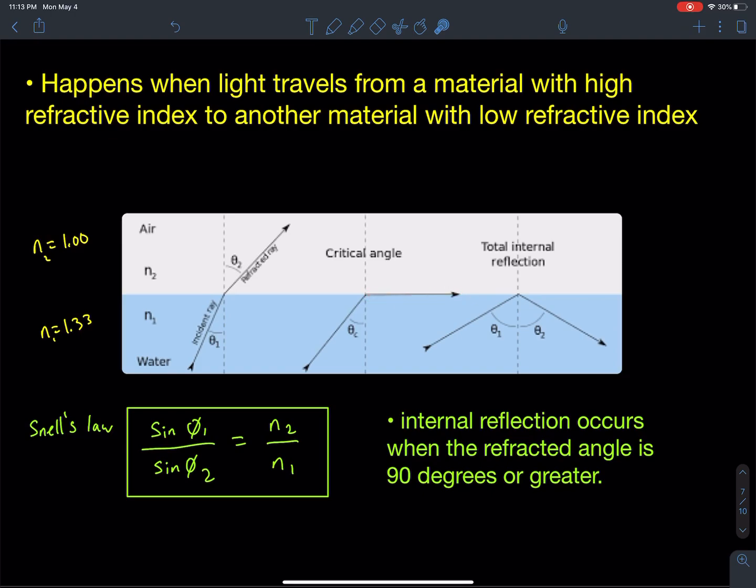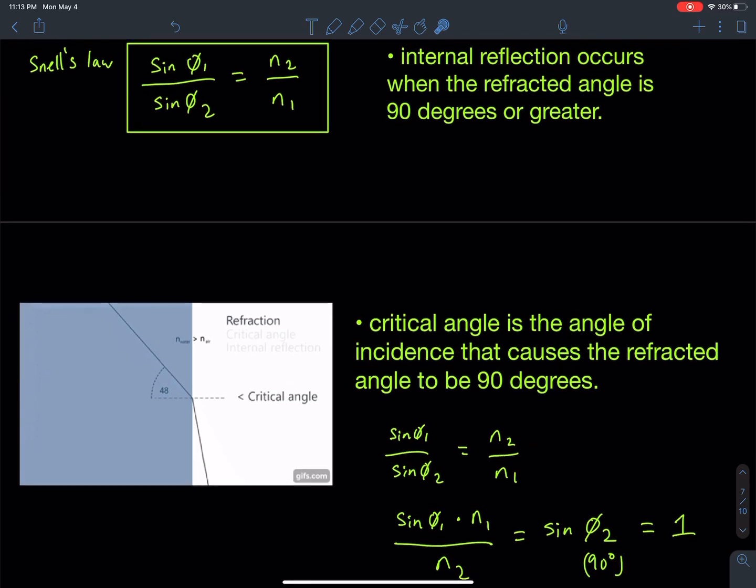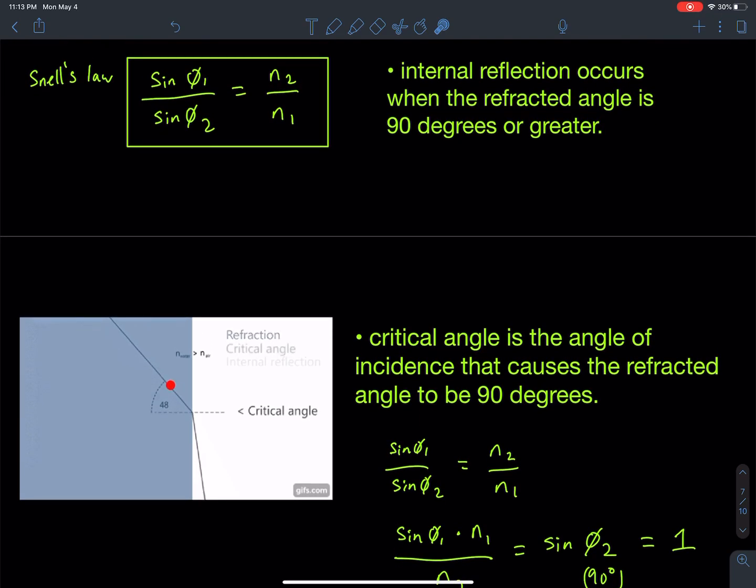All right, so let's do some analysis over here. Here's a little video showing water and air. Water has a refractive index of 1.33 and air has a refractive index of 1.0. Applying this relationship, all they did was move the angle 1 degree at a time and calculate the angle of refraction.